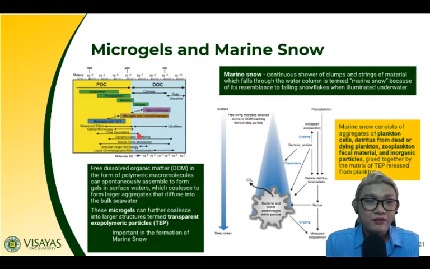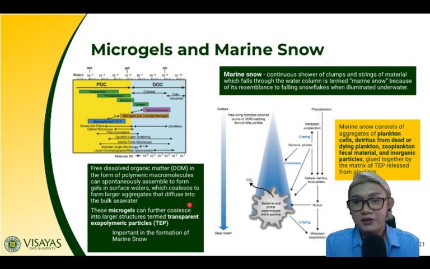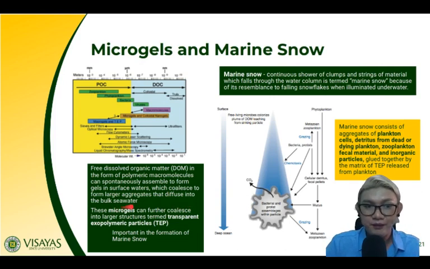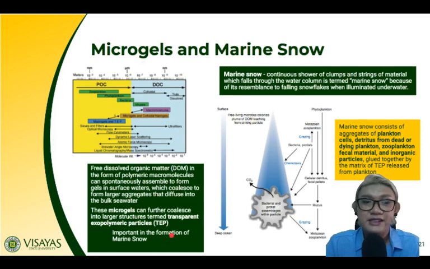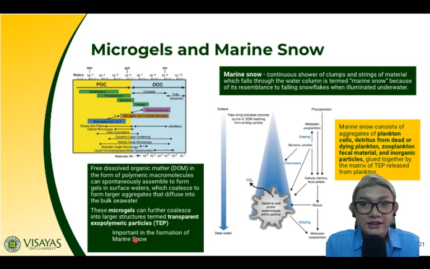Now, this free dissolved organic matter in the form of polymeric macromolecules, they can spontaneously assemble to form gels in surface waters that will coalesce to form larger aggregates that diffuse into the bulk seawater. These are now called microgels. Okay? Now, microgels can further coalesce into larger structures that are termed TEP, transparent exopolymeric particles. And this TEP is very important in the formation of marine snow.